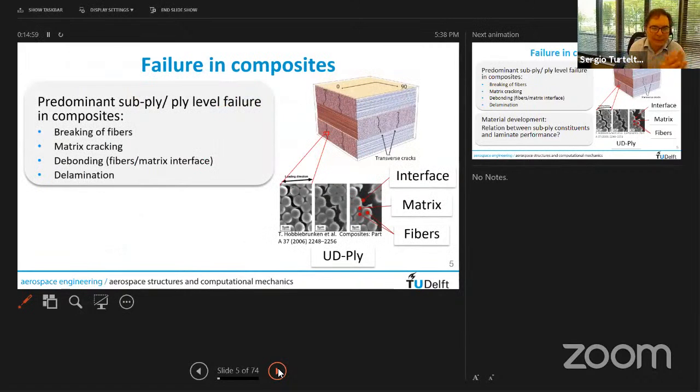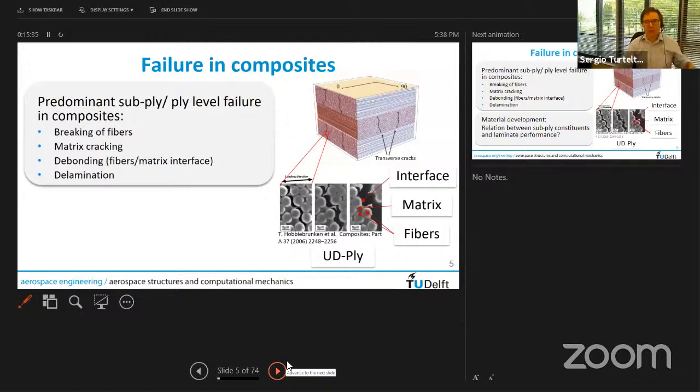When you look at the ply level or sub-ply level, the mechanisms are usually this one. So either you could have the fibers that may be breaking. In this case, this is an example of some transverse cracks, and transverse cracks implies cracking of the matrix. But also individual fibers can separate from the matrix, as you can see here. So there is debonding between the fibers and the matrix interface. Or you could also have delamination, which is when two of these plies separate.